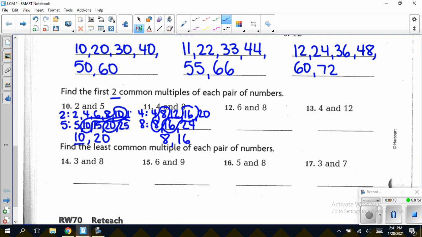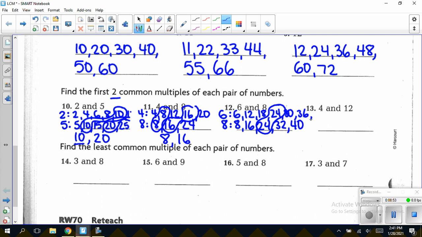Next, for number 12, counting by 6s and then counting by 8s again. So counting by 6, I have 6, 12, 18, 24, and then 30, and then 36. I'll stop right there. I might have to continue it out. We'll see. For 8, I have 8, 16, 24, 32, and then my next number is 40. So I see one set, which would be the least common multiple, but I only have one set so far, so for both of them I'm probably going to have to continue extending.